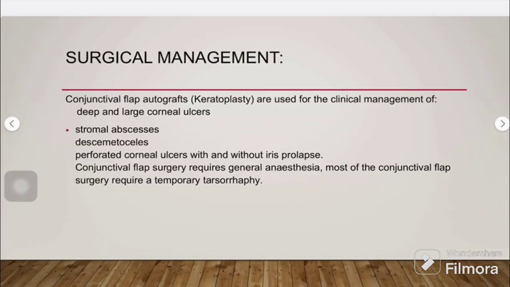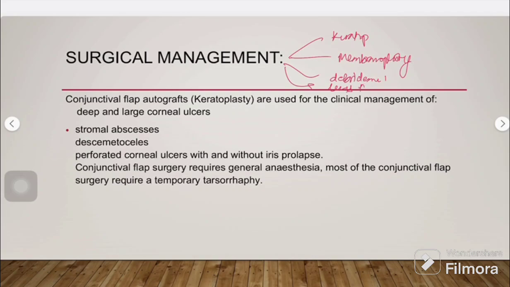So the surgical treatment. For corneal ulcer we can use three types of surgical management. One is keratoplasty followed by temporary tarsorrhaphy, second is membranoplasty, and third is corneal debridement, and we can use a bandage contact lens.